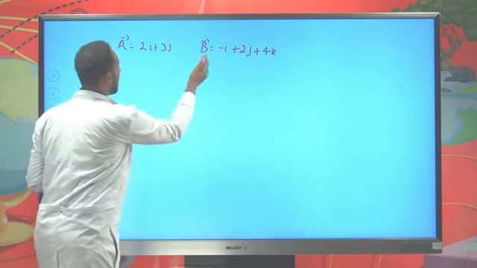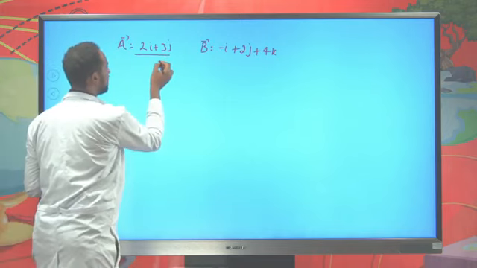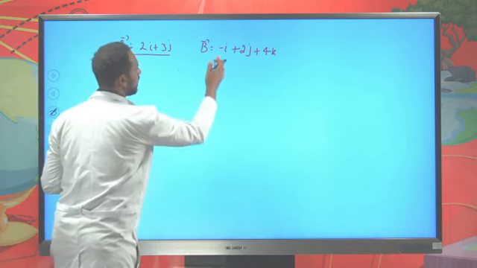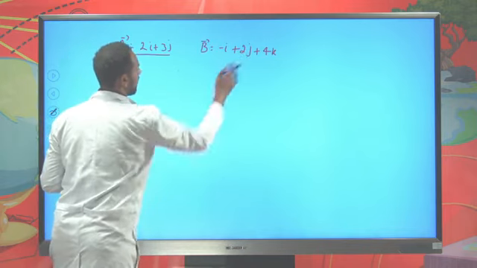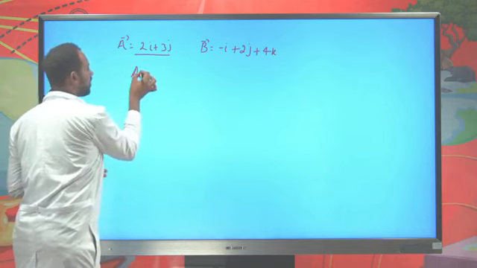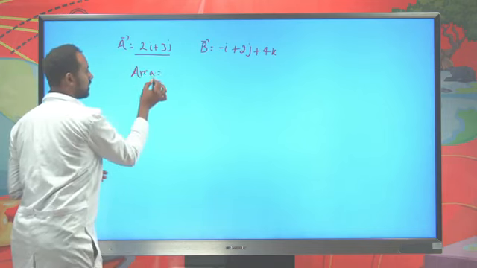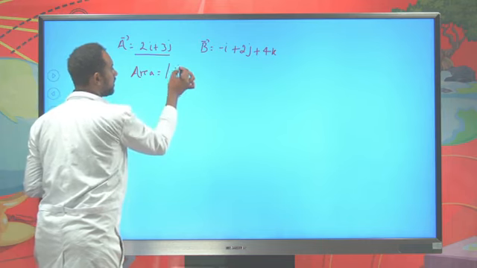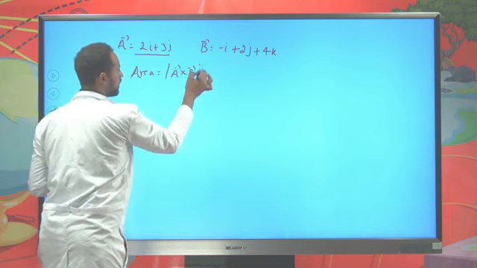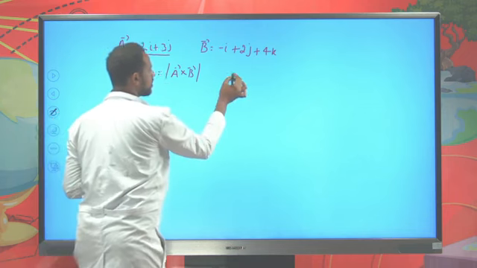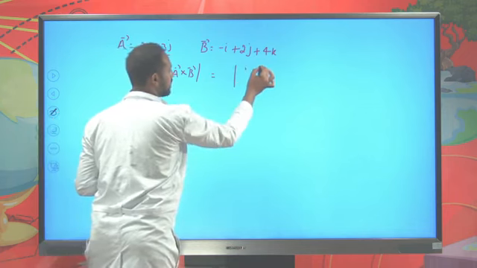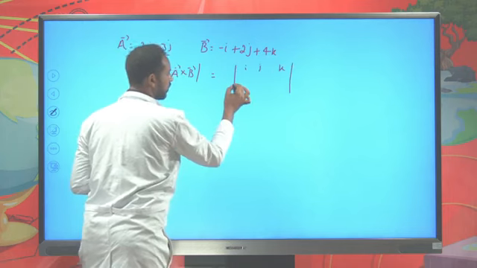One side of the parallelogram is 2i plus 3j, and the other side is minus i plus 2j plus 4k. Therefore, to find the area of a parallelogram, always determine the magnitude of the cross product of the two vectors. And how do we determine the cross product? Well, you have to put it in the i, j, k matrix form.